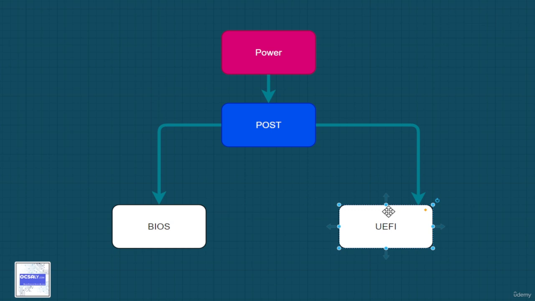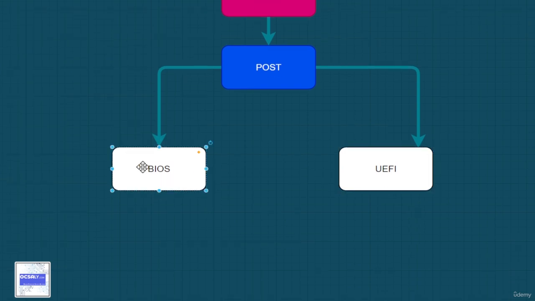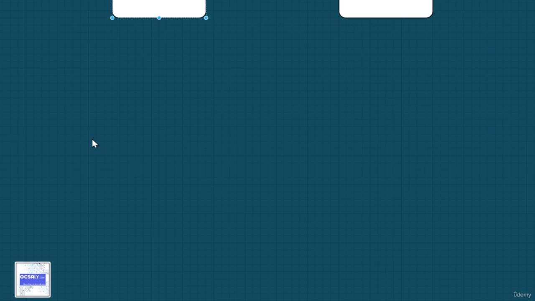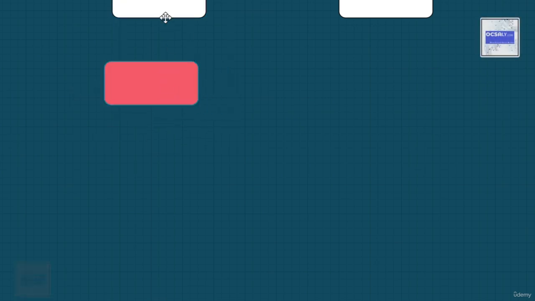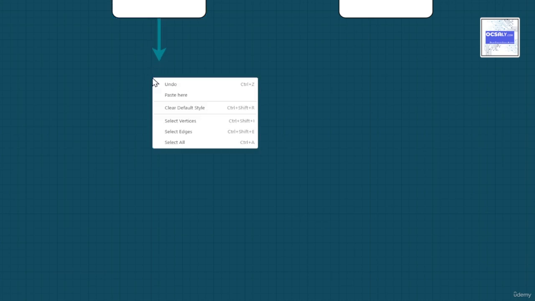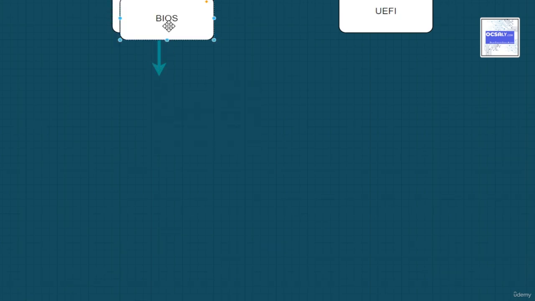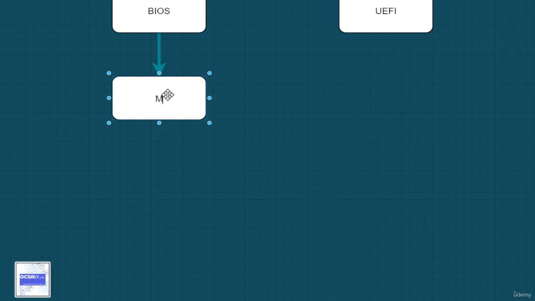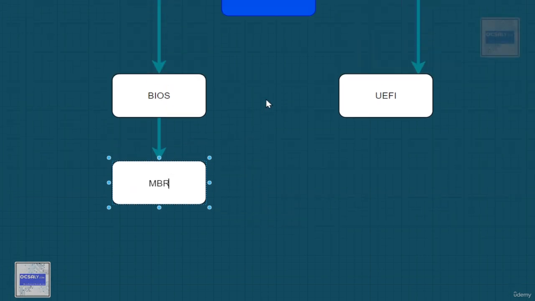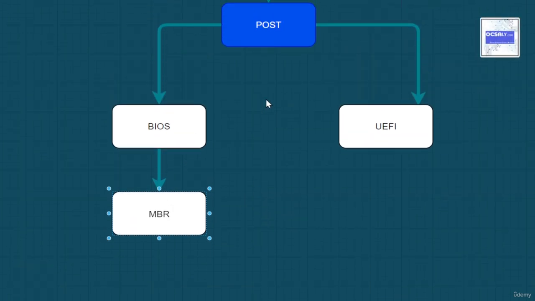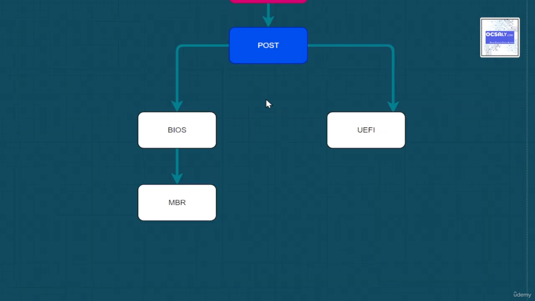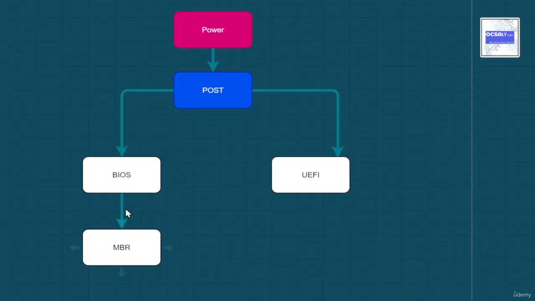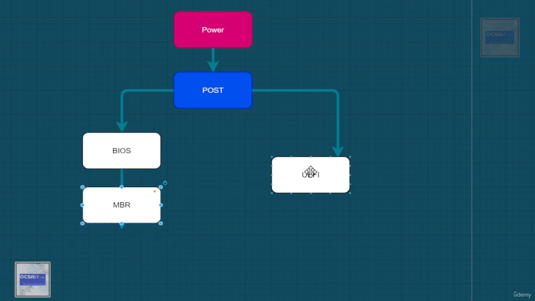The BIOS will look for the master boot record of the boot device. MBR is typical for BIOS here. The MBR is located at sector 0 and holds information about the partitions.